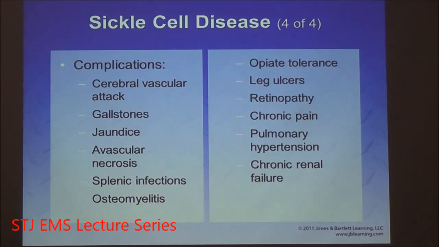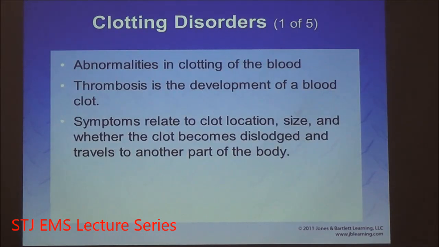Other complications that can occur with sickle cell: they can have strokes, gallstones, ulcering, chronic pain, pulmonary hypertension, pulmonary embolus, chronic renal failure. So sickle cell crisis, since it encompasses the blood, can deal with almost any organ and any organ system and disrupt their normal function.